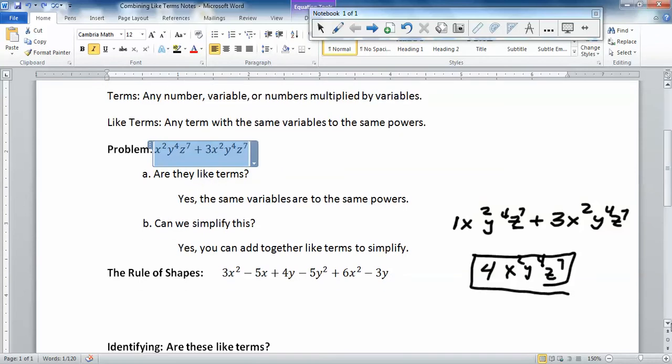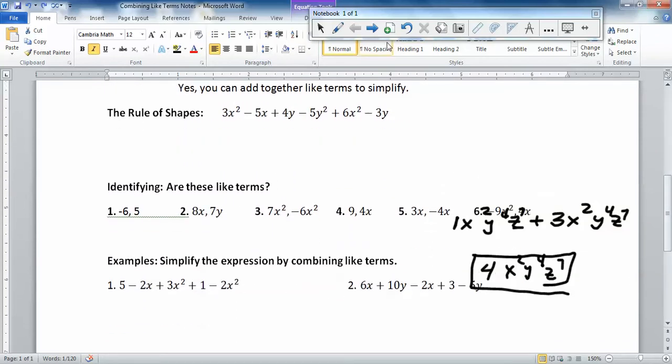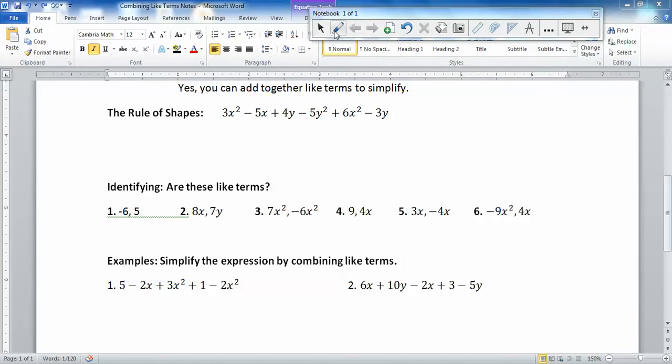Okay, so for these types of problems, we've come up with something called the rule of shapes. Okay, so for every like term that you can identify, I put a different shape on it. So in this problem, I have 3x squared minus 5x plus 4y minus 5y squared plus 6x squared minus 3y. So I'm going to go through and identify like terms, first starting from left to right. So are there any other x squareds? I'm going to make this a square. Okay, there's one other x squared, it's 6x squared.